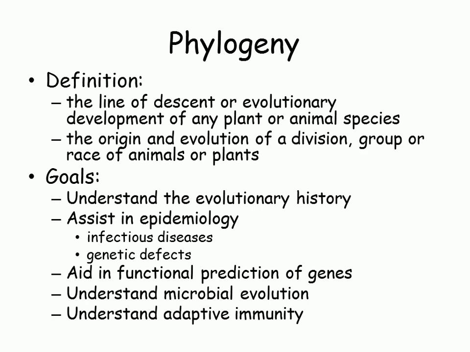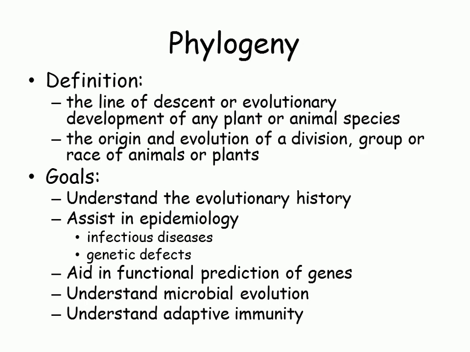So the goal in constructing phylogenetic trees and studying phylogeny is to understand the evolutionary history and assist in epidemiology, such as in infectious diseases. You would want to identify where the infection originated, and you can do that by relating the samples that you collect with each other to trace back their origin.